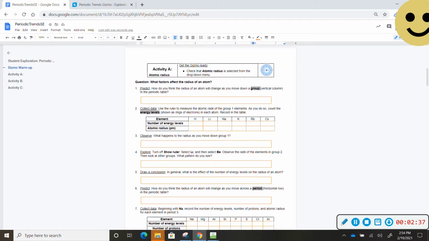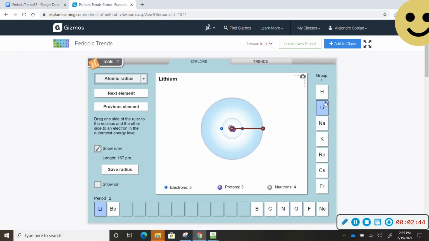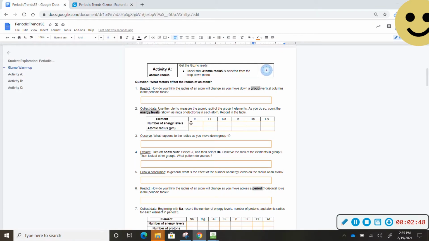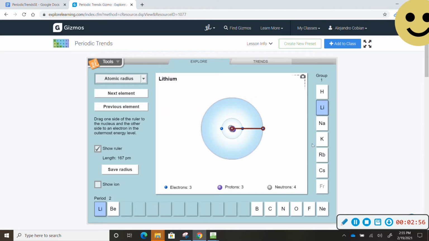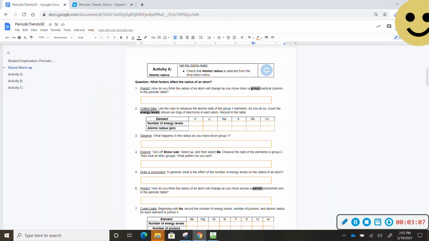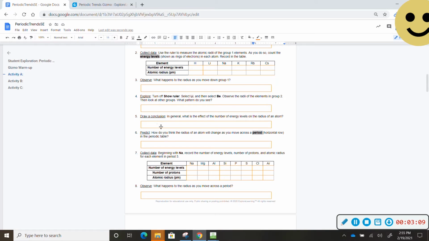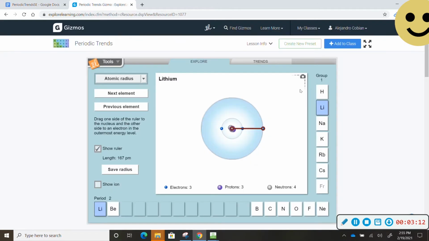So anyways, please go ahead and make your prediction here for the trend of the radius of the atoms as you go down this group. So will they increase, will they decrease? Figure it out. Then you're going to want to write out the number of energy levels for these different atoms along this group, and you're also going to write out the atomic radius. Notice the energy levels are the same as the number of rings. So please go ahead and fill that out for this section here. Keep in mind this entire section up to number 5 relates to the group.